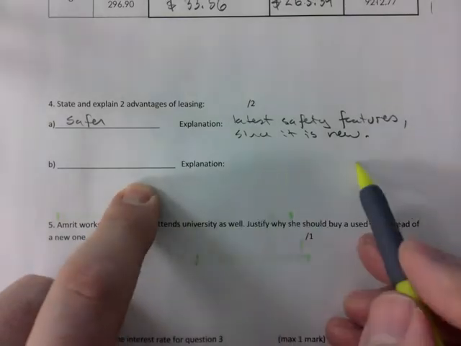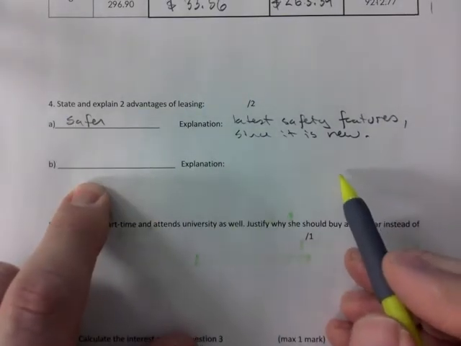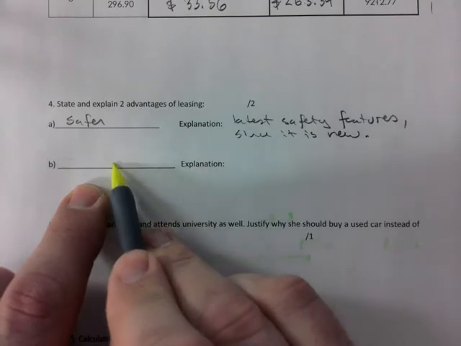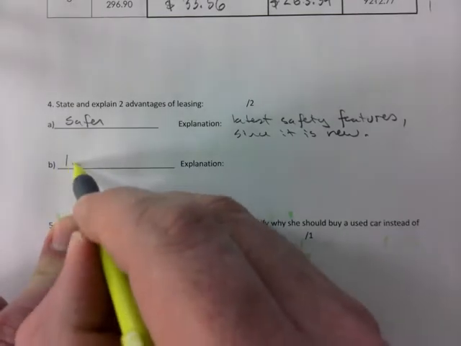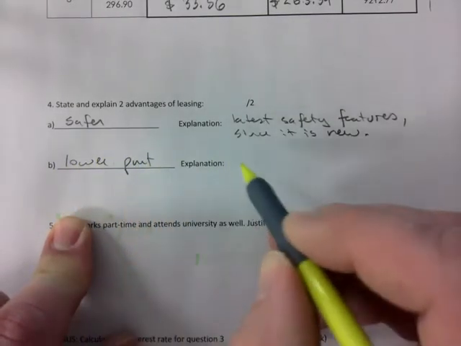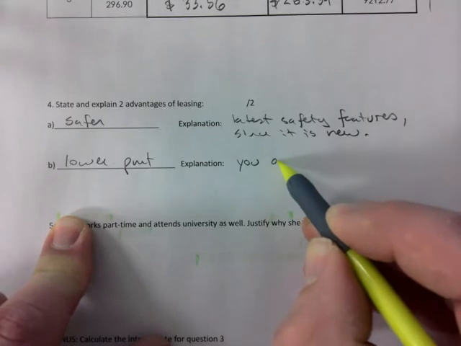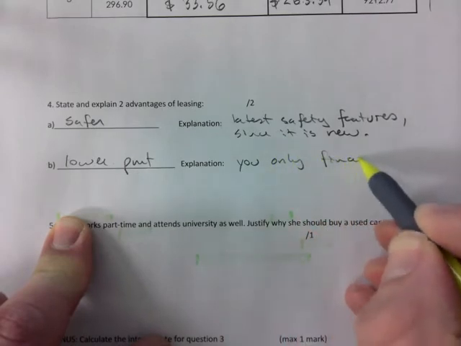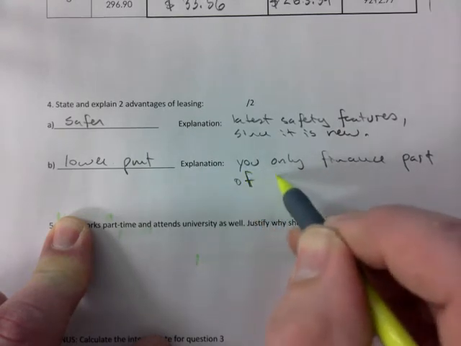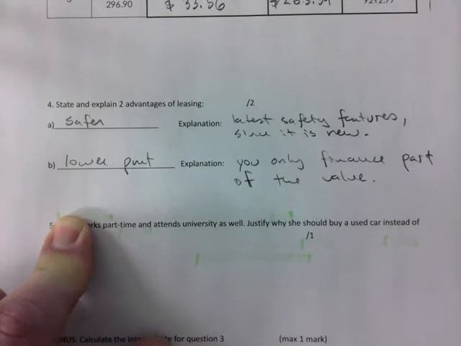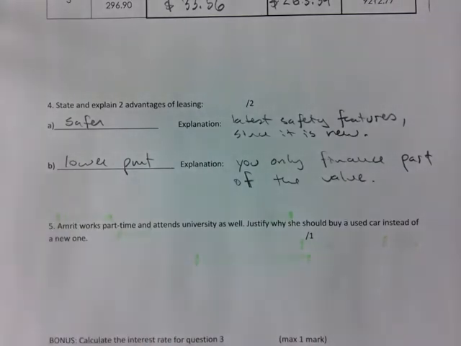So if you don't have a decent explanation for why the payments are lower, you only get half a mark. So it's like half for stating what it is, and then half for the explanation. So lower payment, right? You only finance part of the value, or you're only paying for the depreciation plus some profit that the dealer needs to make, but it's not the entire value, as opposed to financing, right?